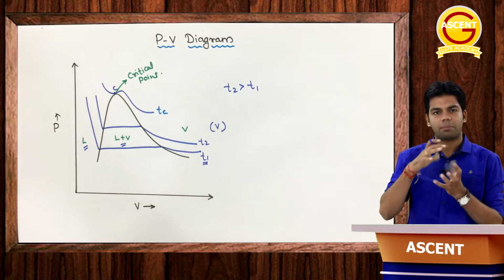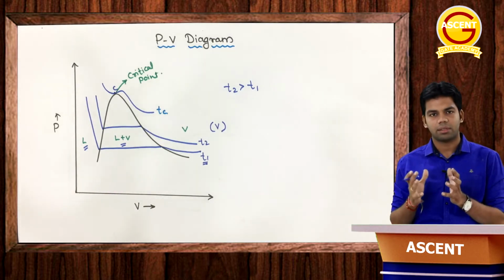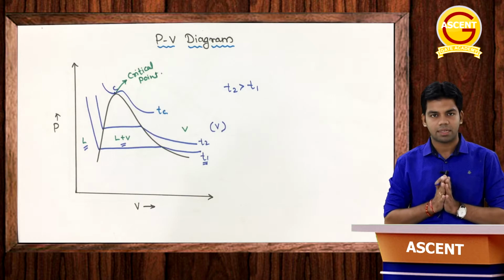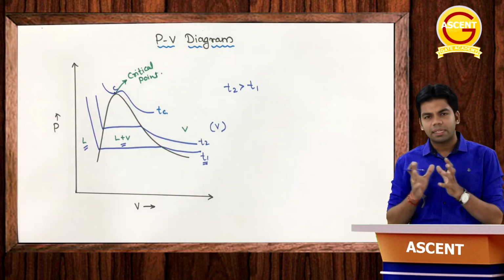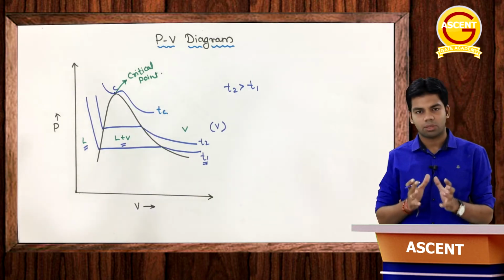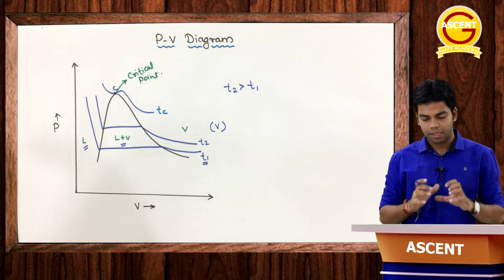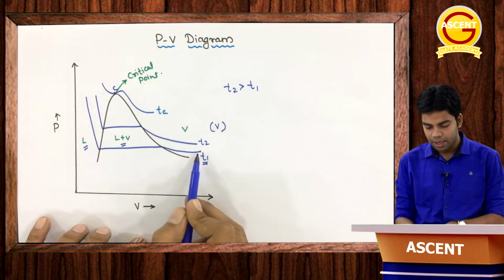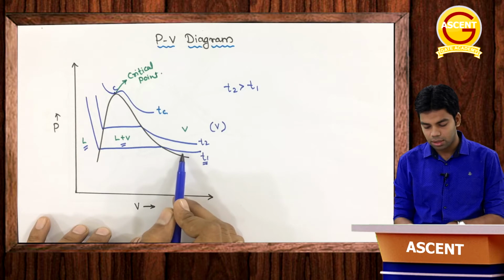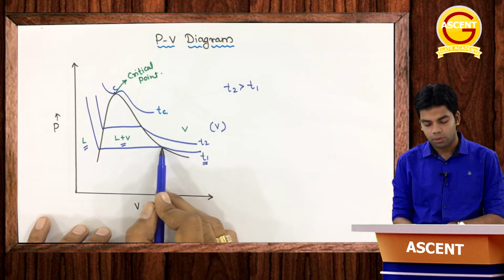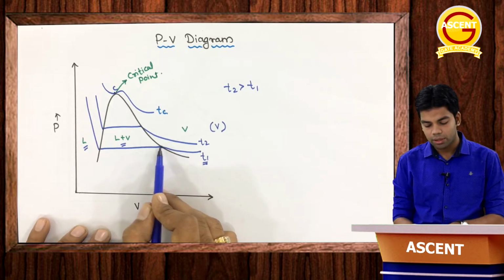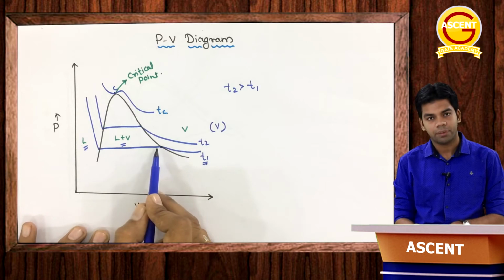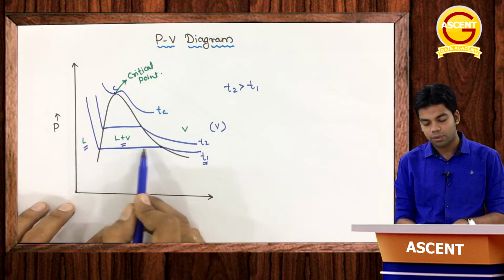That means if I am compressing it, let's suppose I am having the vapor in a piston cylinder arrangement. Now, keeping the temperature constant, I am continuously decreasing the volume. So what will happen? As I am decreasing the volume, as you can see, the pressure will increase initially. Then after a certain point, the pressure will remain constant, and here the phase of this gas will change.